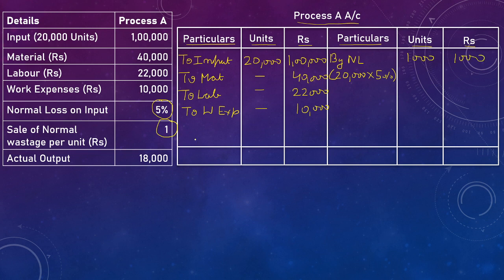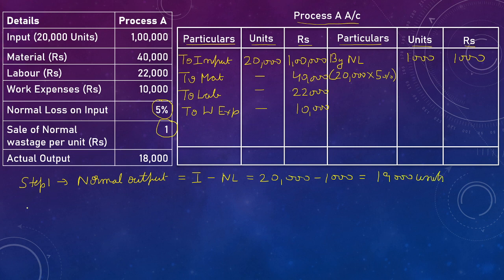Now we consider three steps to calculate if there is any abnormal loss or abnormal gain in any process account, or what is the cost per unit in this process account. In step number 1, we have to calculate normal output, and the formula is input minus normal loss. Here input is 20,000 units and normal loss units are 1,000, so our normal output here is 19,000 units.